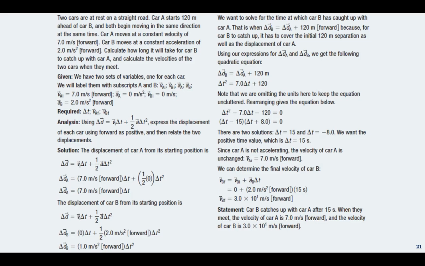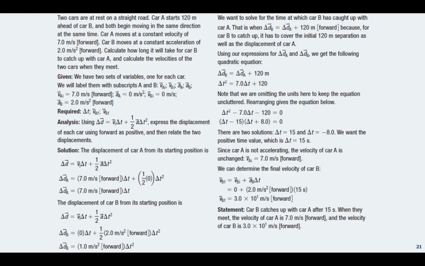Then we want to solve for the time at which car B has caught up with car A, right? So this happens when delta dB equals delta dA plus 120. Because for car B to catch up, it has to cover the initial 120 meters as well as the displacement of car A, right? So using our expressions for delta dA and delta dB, we can get the following quadratic equation.